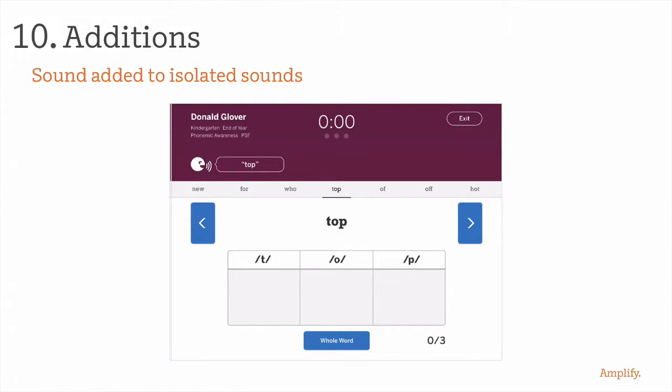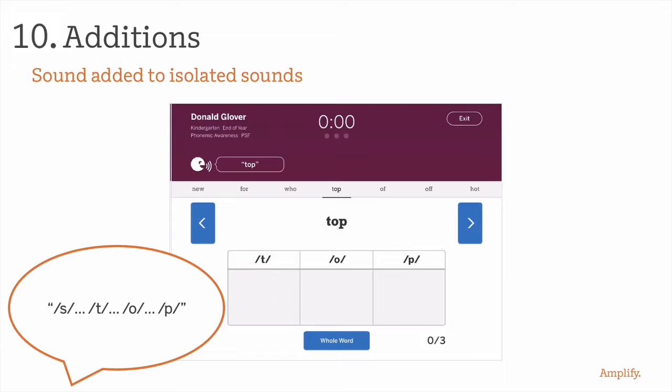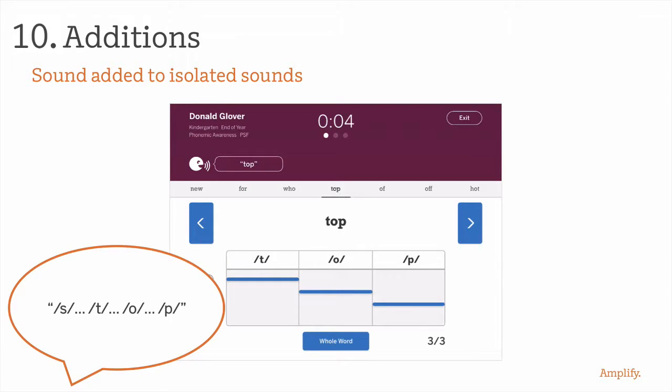Additions. Added sounds are treated differently depending on where they are added. Added sounds are not marked incorrect if they are separated from other sounds in the word. For example, if a student reads top as s, t, ah, p, the s is ignored because the sounds were said in isolation. M-Class awards all 3 points.